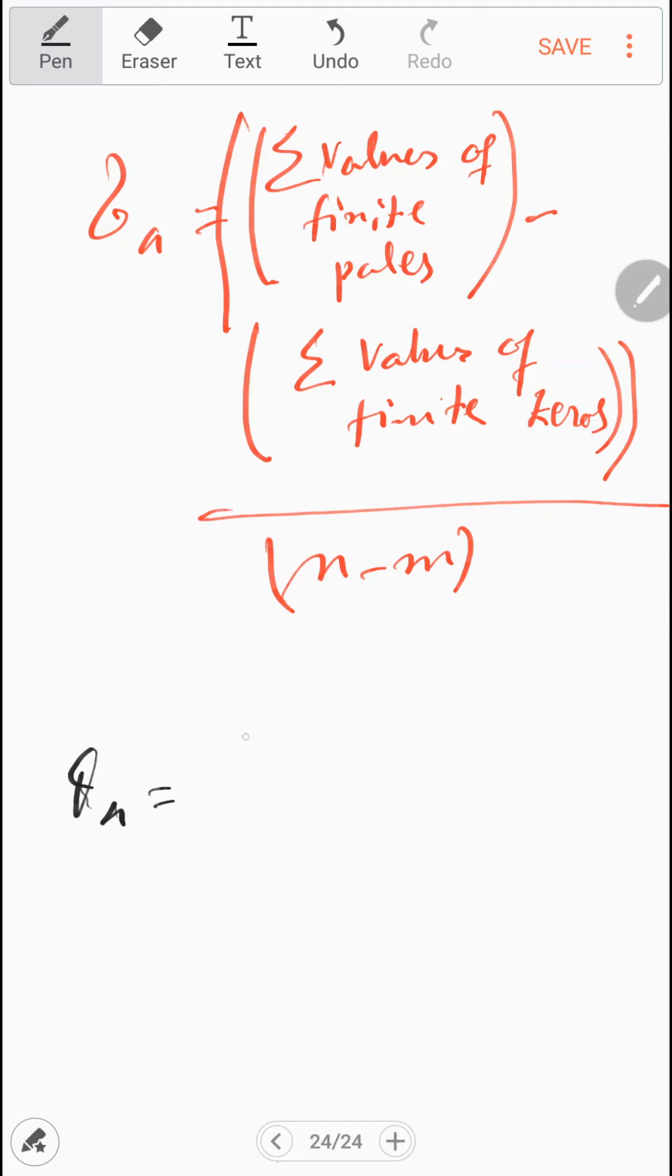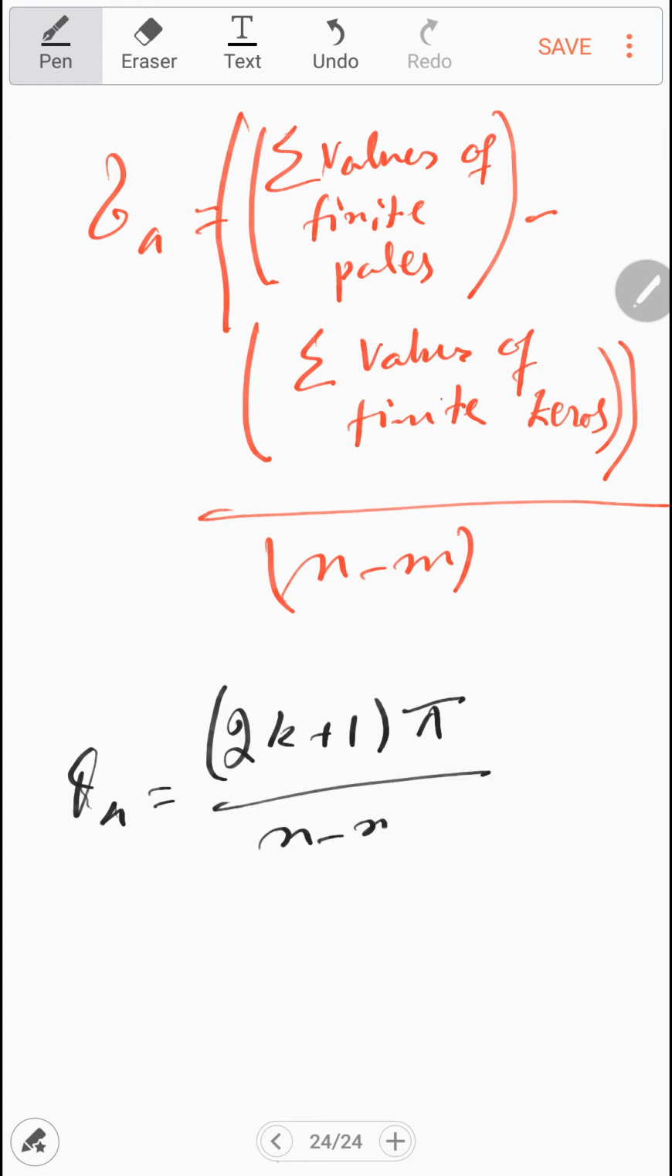So theta A will be equal to (2k plus 1) pi divided by n minus m, where k is equal to 0, 1, 2, up to n minus m minus 1. Please note this one. This is the case when the number of poles is greater than the number of zeros. Otherwise, you can take the absolute value of n minus m. Whichever is greater, you can consider that one. So this will give you the angle.